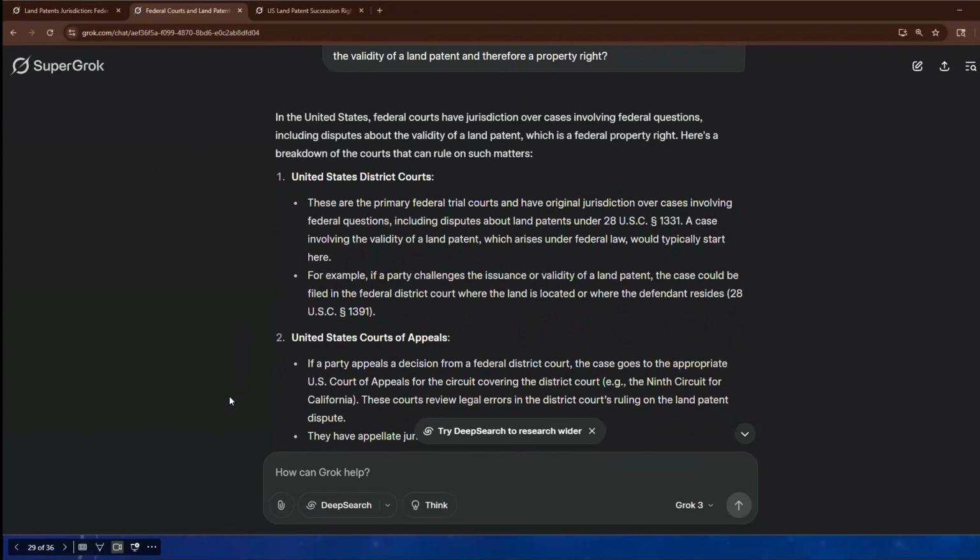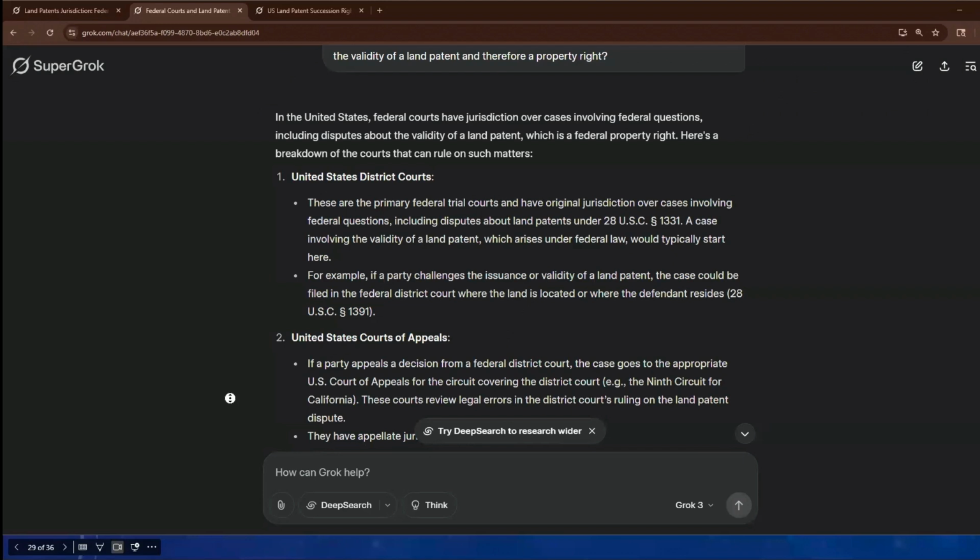So, when a land patent is brought into the case, which has to be allowed in, you saw the law on that, then a question is raised about the validity of it. If they don't accept your land patent, then they're raising a question about the validity of it, which kicks it to federal court, because the land patent is a federal property right.